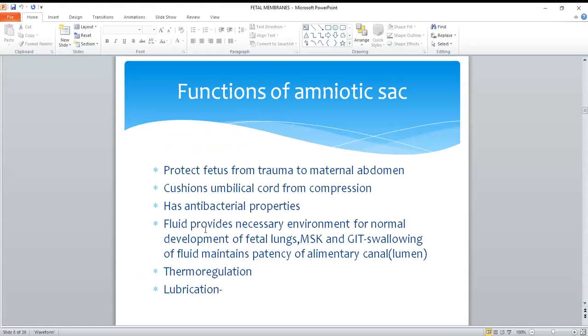So the amniotic fluid usually provides the necessary environment for the normal development of the fetal lungs, the musculoskeletal system, and the GIT. Okay, so the kicking of the baby really helps. It also has a role in thermoregulation and lubrication when giving birth. Okay, that is the breaking of the water.